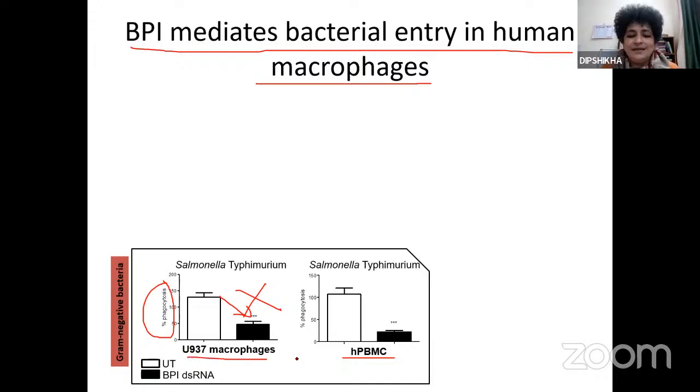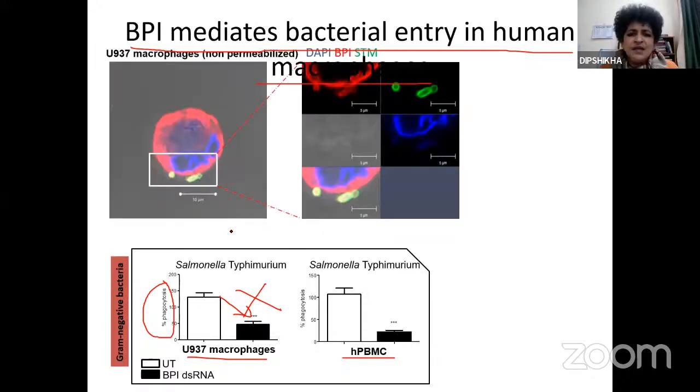This is a cell line, and this is from human. What you do is you just take human blood, you purify the PBMC population, and you do this experiment. And what is the reason that it is undergoing more phagocytosis? I think what we are seeing here, this red is the BPI. Okay, it is present on the cell surface.